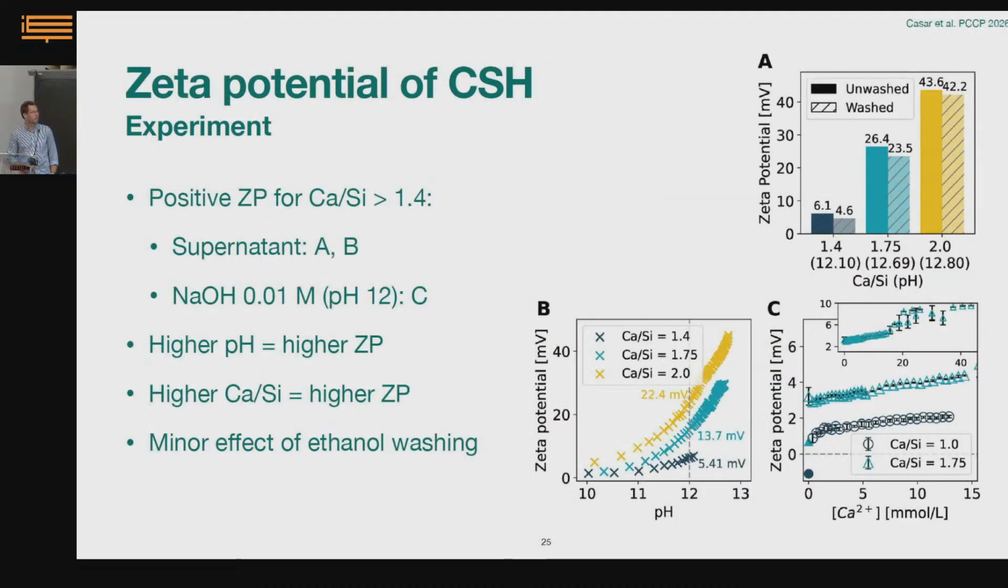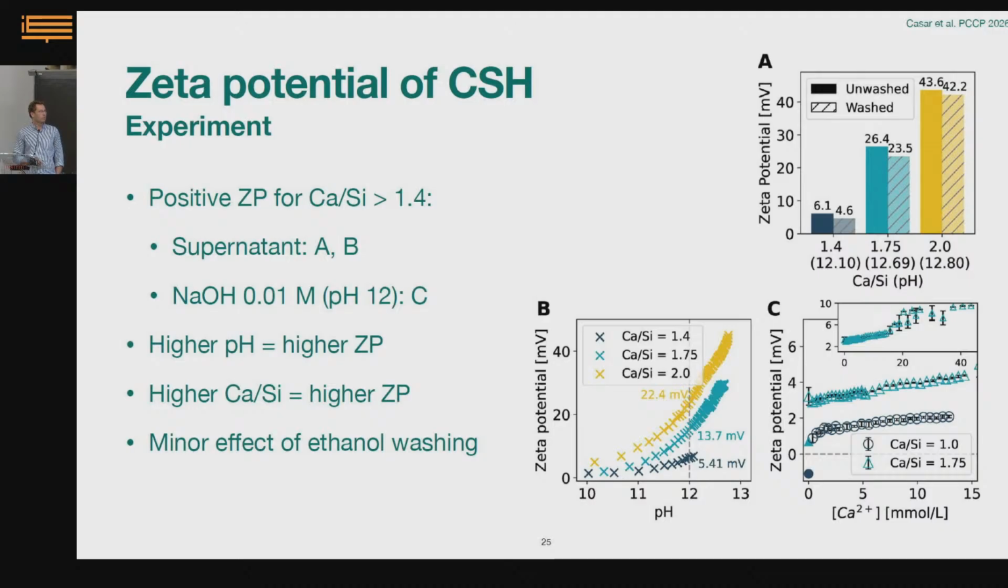Maya, during her PhD, did a lot of experiments. She was the one who synthesized CSH and showed me how to synthesize CSH. She made different CSHs, with different calcium silicon ratios, so different pHs. And what we saw is that as the calcium silicon ratio increases, so does the zeta potential in the supernatants. We go from 6 millivolts to 40 millivolts, from 1.4 to 2.0 calcium silicon ratio.